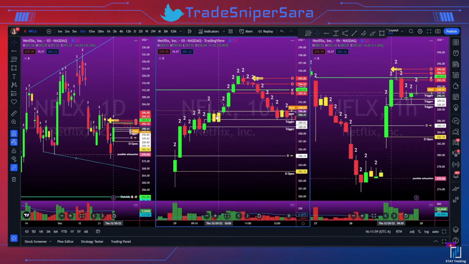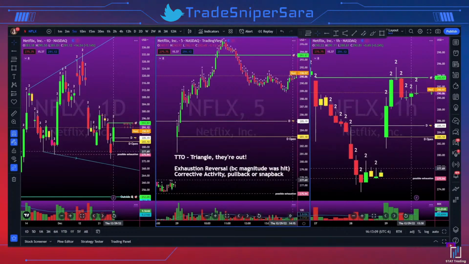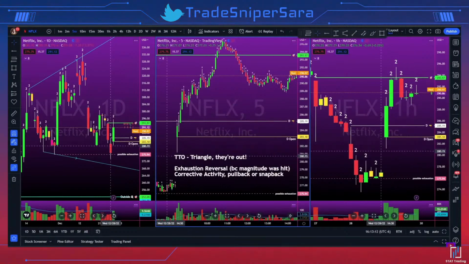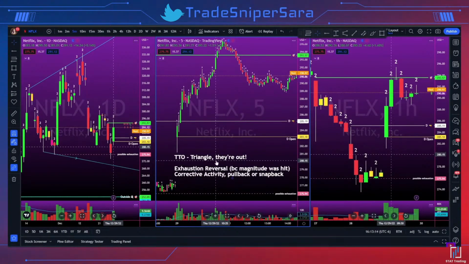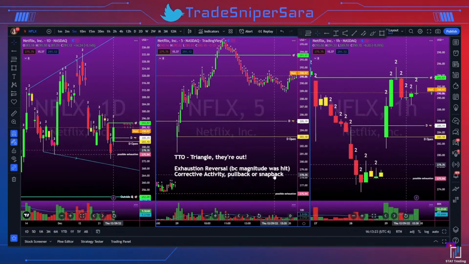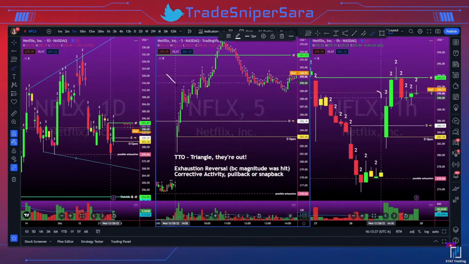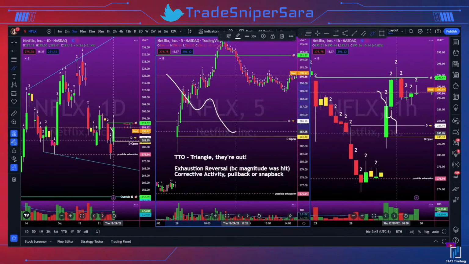Again, anything on the sheet is actionable. So this is sort of more like continuation, but still actionable. And then boom, target hit. So in closing, you won't often hear me talk about TTOs. I'll either say exhaustion reversal or corrective activity, which is a pullback. And in a downtrend, the corrective activity is more like a snapback. When I'm talking about a downtrend, I'm talking about a counter trend move.